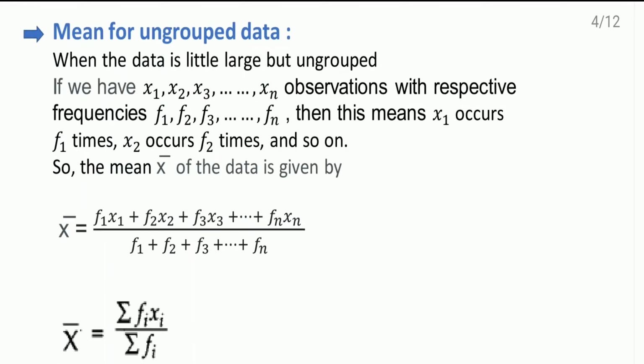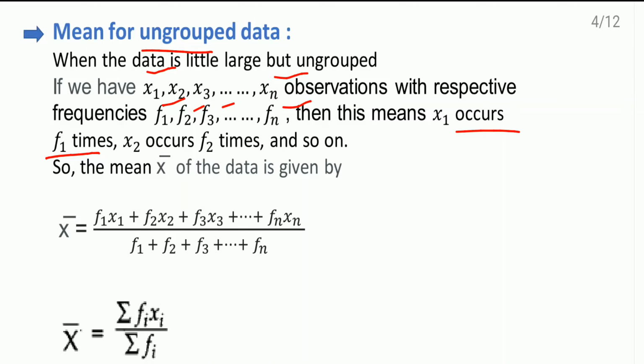Now see, mean for, once again I have written here, ungrouped data. Now in this case the data is a little bigger, bigger in number. So here, if our observations are x1, x2, x3 and so on till xn, with respective frequencies f1, f2, f3 till fn, then this means x1 occurs f1 times. That means the first observation occurs f1 number of times. x2 occurs f2 times and so on.